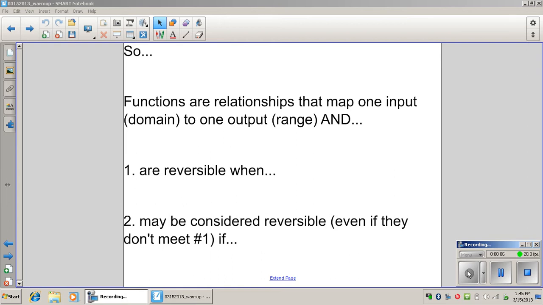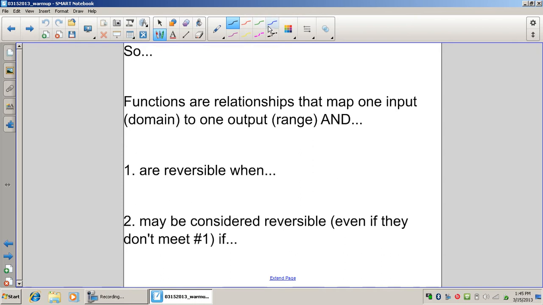But we're back, and we're talking about when these functions are reversible. So we looked at several. Some are reversible, some are not. We need to answer a question and lay down some rules for when they are reversible. So let's look at an example.